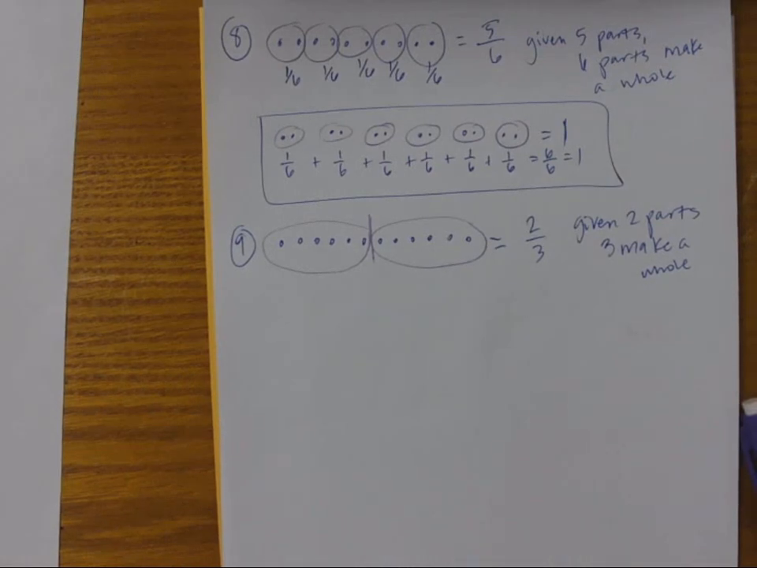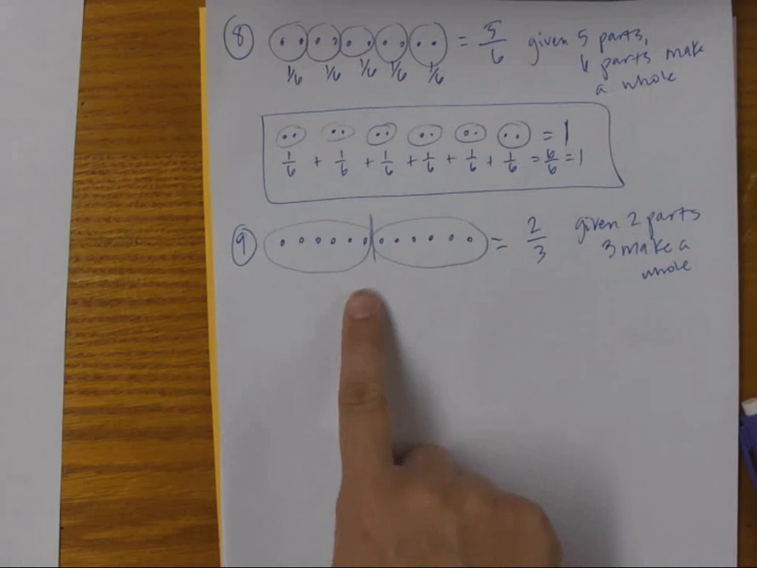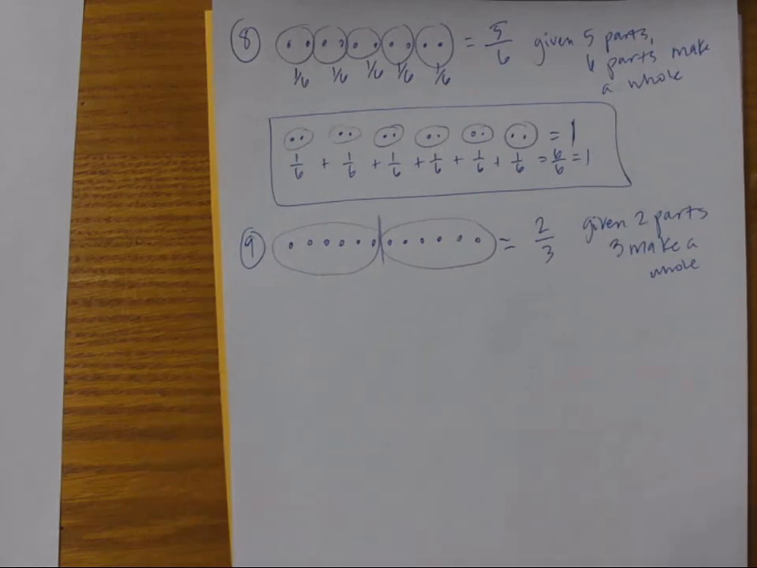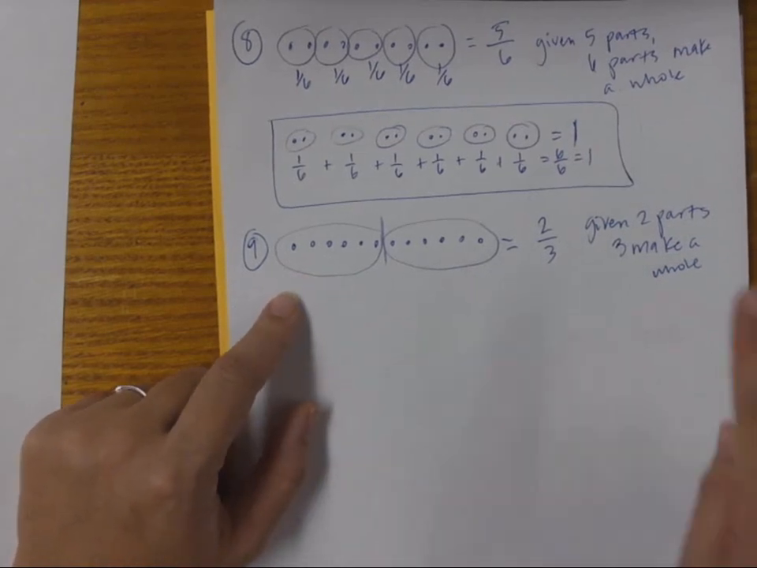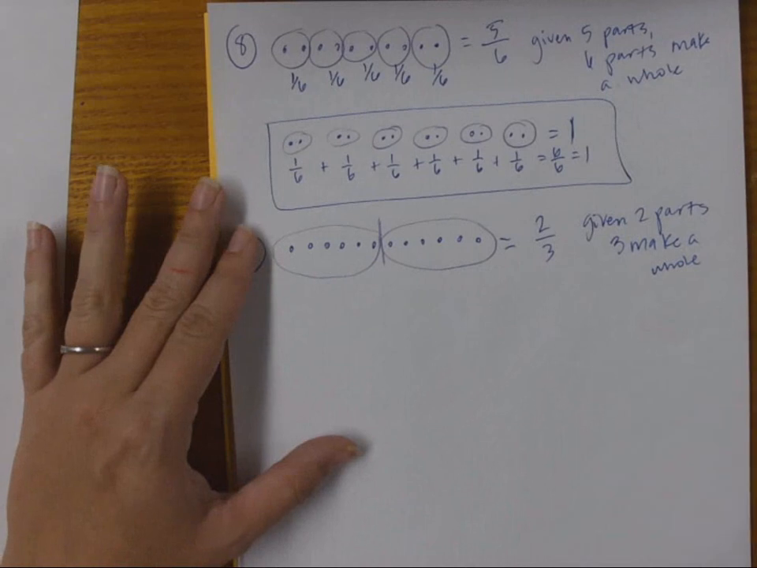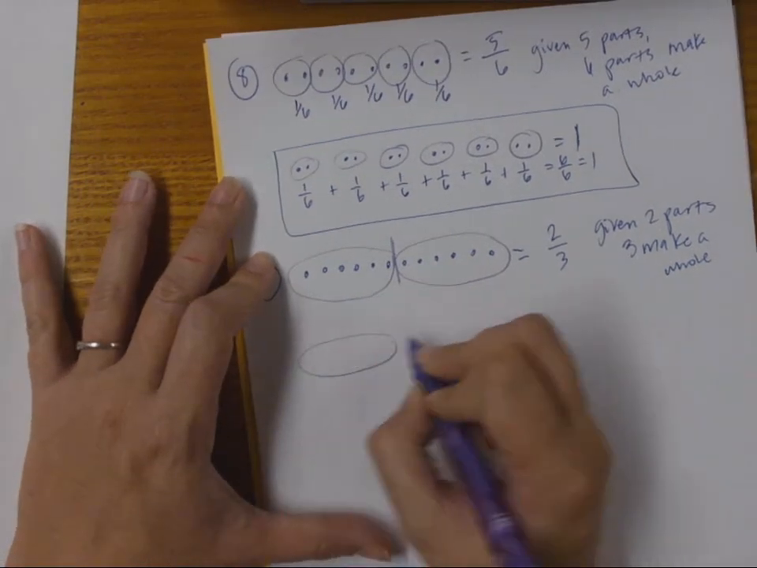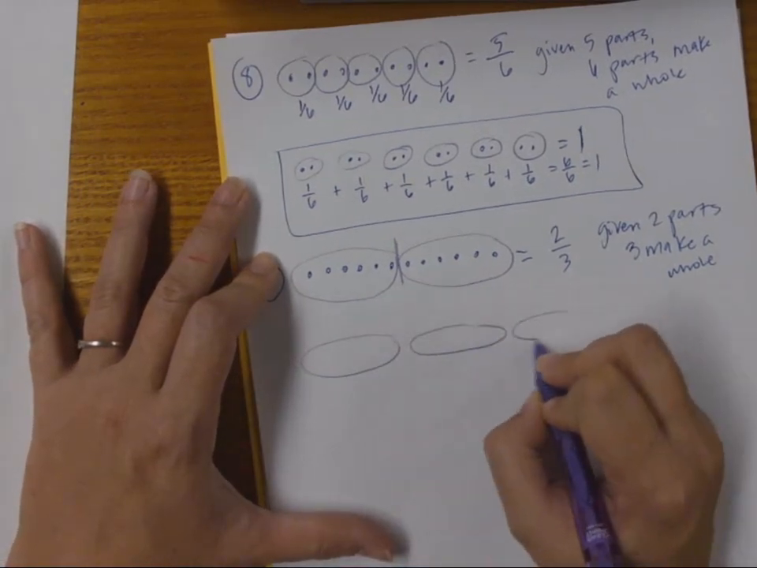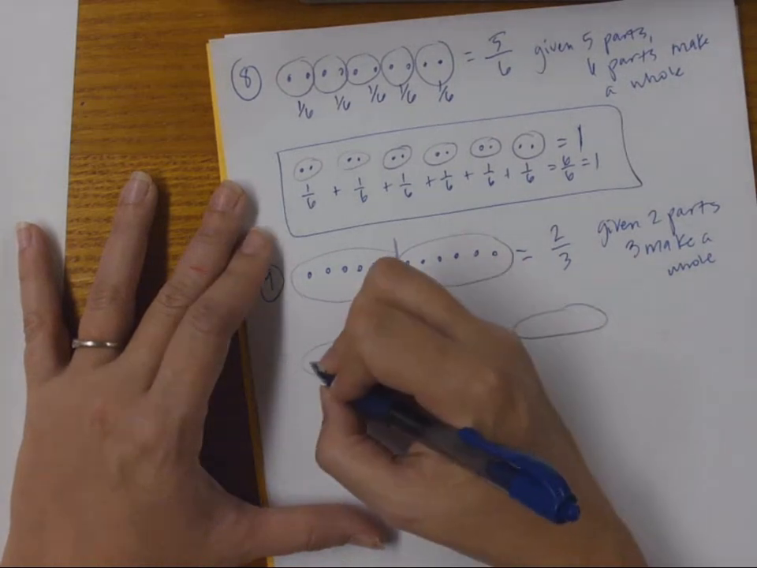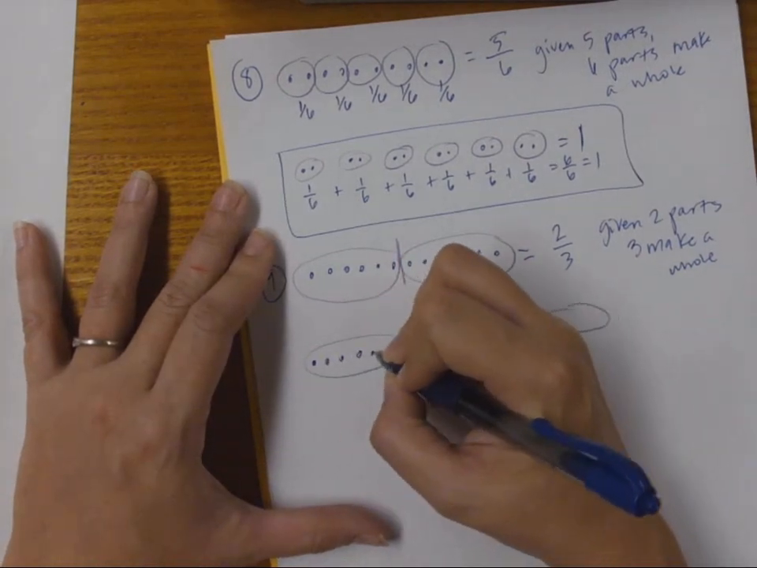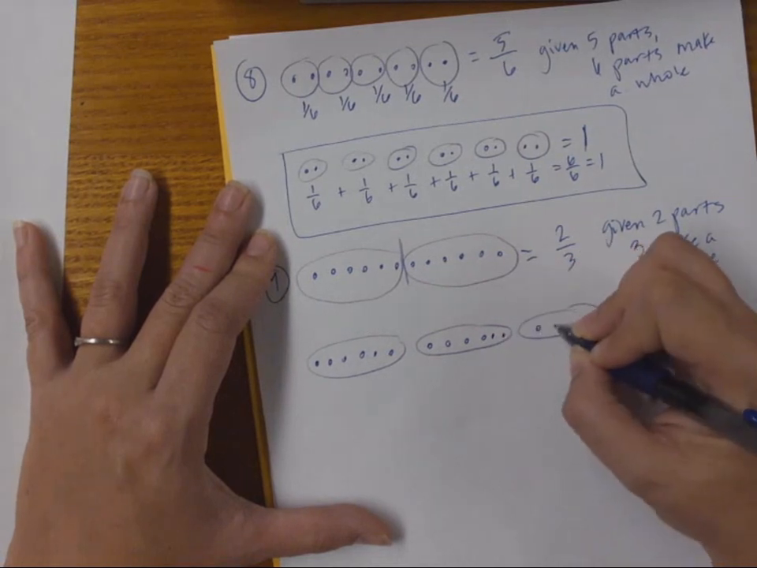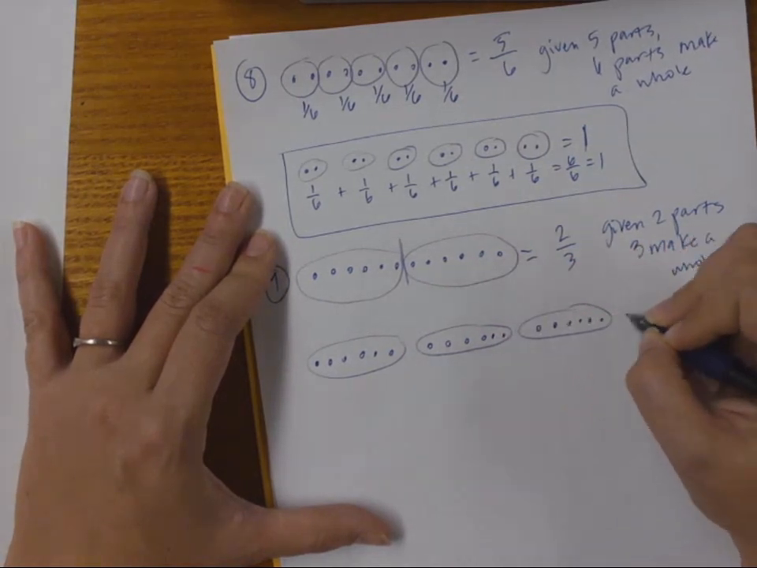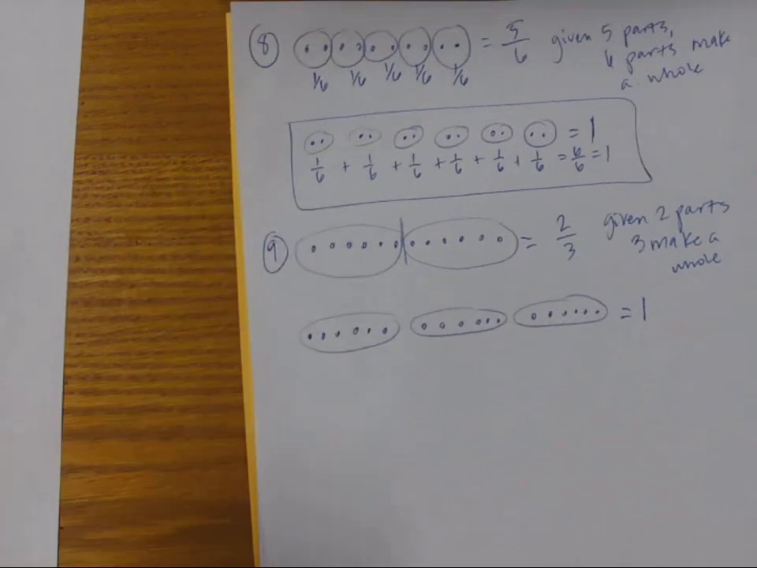So now to be able to draw 5/9, some people can get it from that. For me, I need to draw the whole and then split it into 9 parts and use 5 parts as my answer. So from here, let me draw the whole. This is 2/3. 3 parts make a whole, and there's 6 dots in each part. So this is 1 whole.